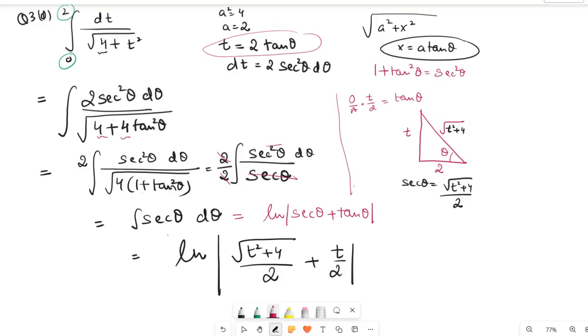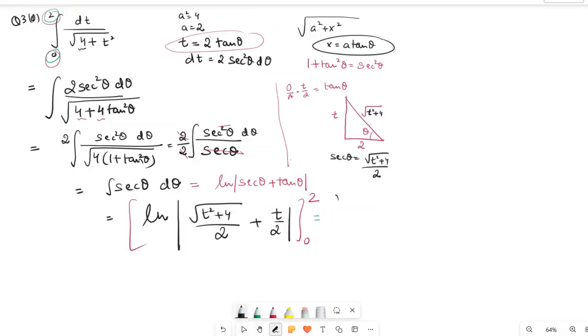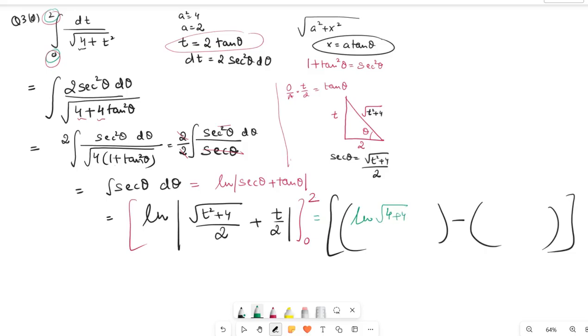Now we're done with the integral, but remember in the starting I told you that we have to use these limits, right? So when it's back to the answer, we need to replace it by the lower limit and upper limit. So let's do that. How do you put the limits in definite integrals? We put the upper limit minus lower limit. So when we put the upper limit, that's 2, in place of t squared plus 4: 4 plus 4 by 2 plus 2 by 2.